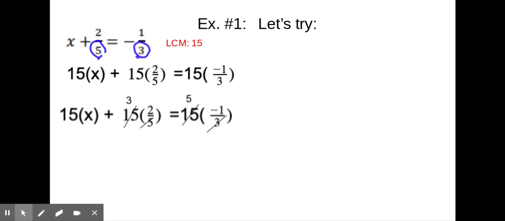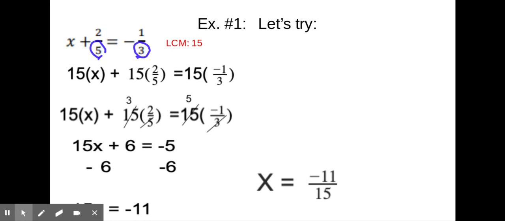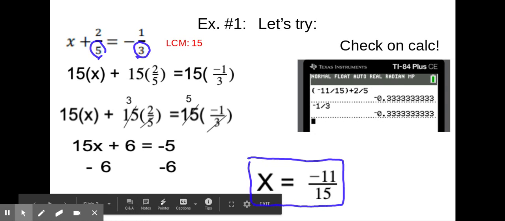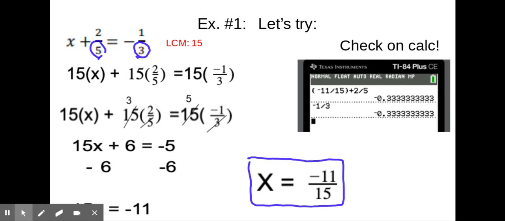The 15x doesn't reduce, but 5 goes into 15, and 3 goes into 15. We're going to clean that up a little bit, and 15x plus 6 equals negative 5. Solve that by subtracting 6, dividing by 15, and you have a solution for x. X equals negative 11 over 15. In order to check this with the calculator, all you need to do is substitute negative 11 over 15 where you see x. I would use parentheses. Check that the left side equals the right side, and it does. Both of them work out to be negative 1/3 or negative 0.3 repeated.